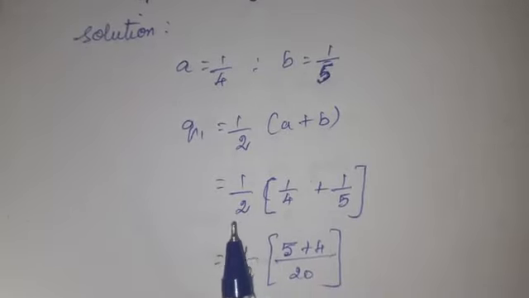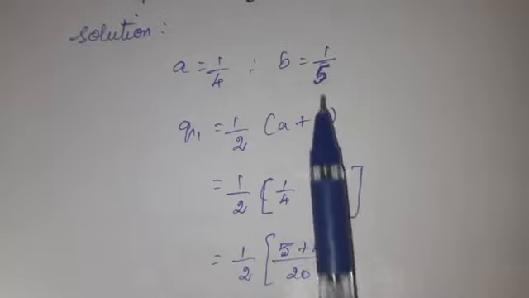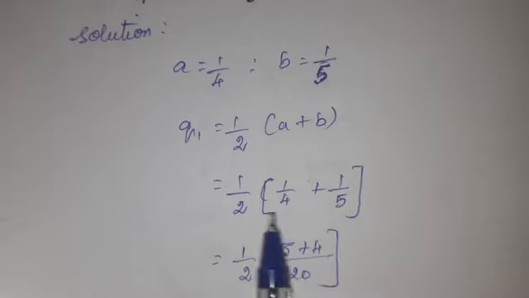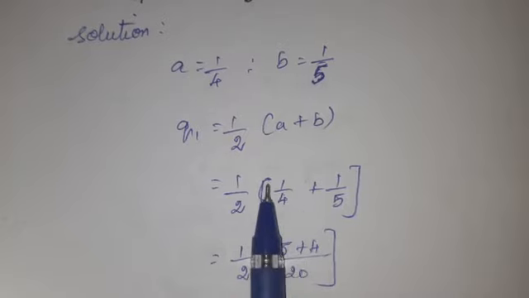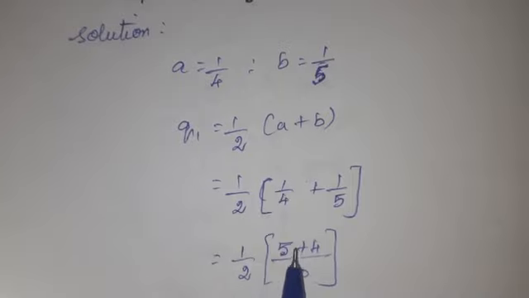Is equal to 1 by 2 into A value, here you substitute 1 by 4, plus B value, here you substitute 1 by 5. Then is equal to 1 by 2. Here we should take the LCM. LCM means select the denominator: 4 into 5 is 20. Then the denominator is 4. Now what number can we multiply with 4 to get 20? That is 5. That 5 should be multiplied with the numerator. The numerator already has 1, so 1 into 5 is 5.